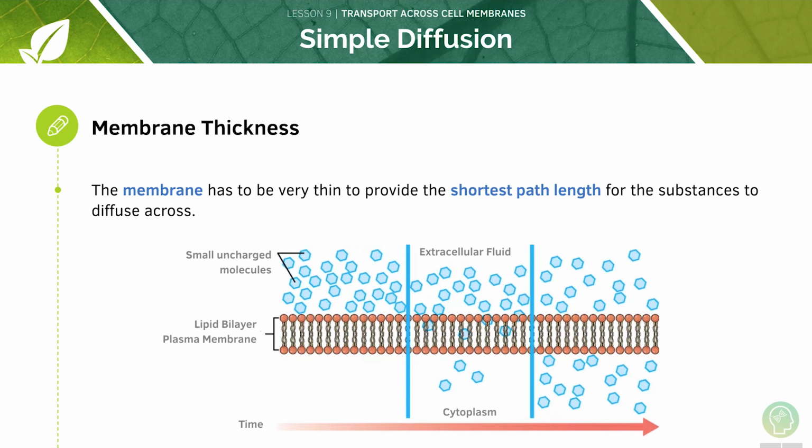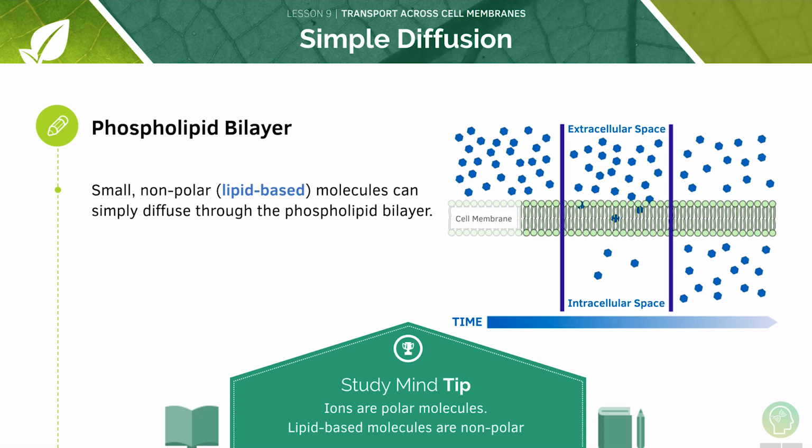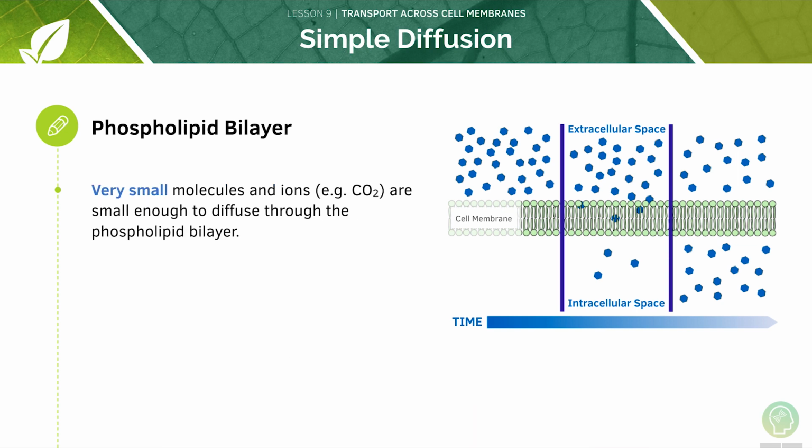The membrane has to be very thin to provide the shortest path length for the substances to diffuse across. Small, non-polar molecules can simply diffuse through a phospholipid bilayer. Ions are polar molecules. Lipid-based molecules are non-polar. Very small molecules and ions are usually small enough to just diffuse through the phospholipid bilayer.